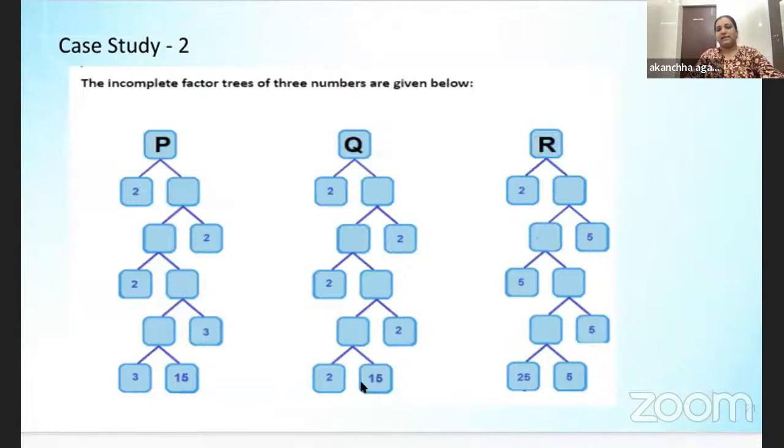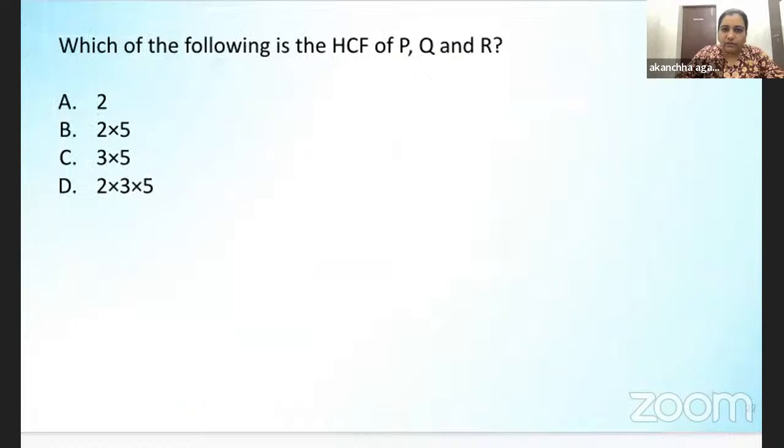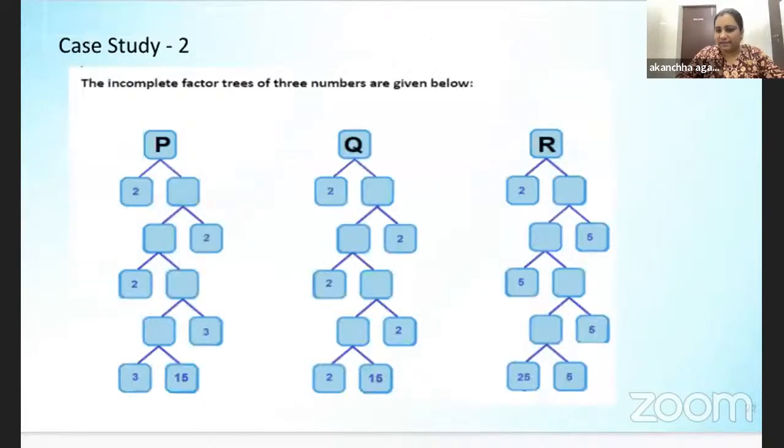So this is the case study 2 which we'll be doing here. And it says that we have an incomplete factor tree of 3 numbers here. And obviously you'll have questions which will proceed according to this. So let's see what they are asking. Which of the following is the HCF of P, Q, and R? So basically they're asking us the HCF of P, Q, and R.